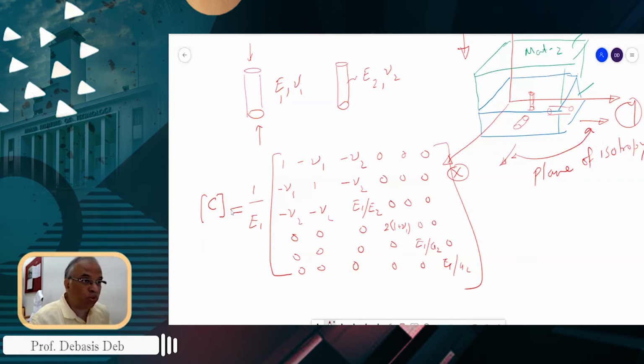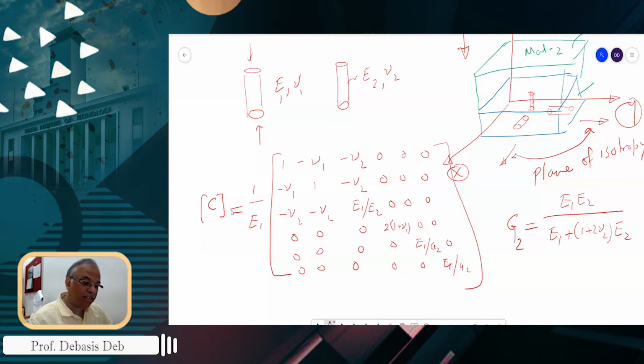Now what is G2 if you ask me? This G2 is nothing but E1 E2 by E1 plus 1 plus 2 mu2. This is the shear modulus, you may say, in the depositional direction. So you can see the matrix has changed.